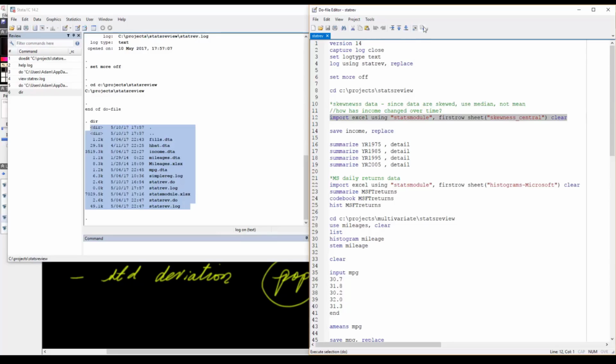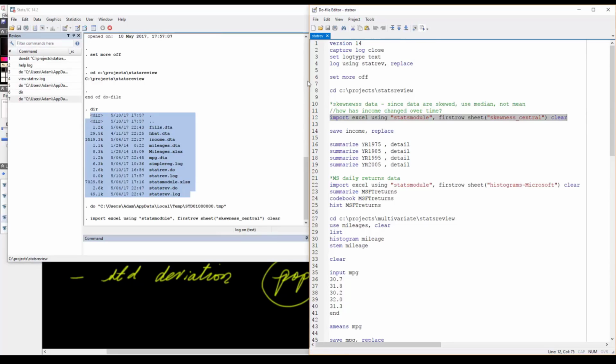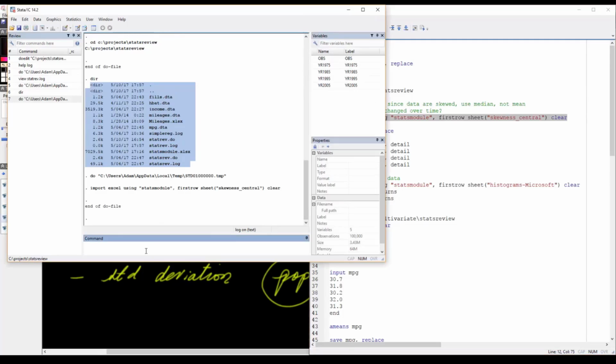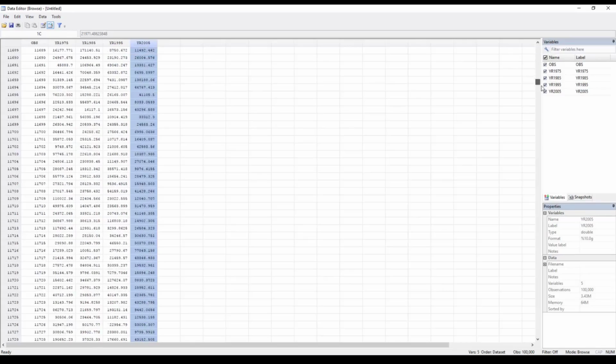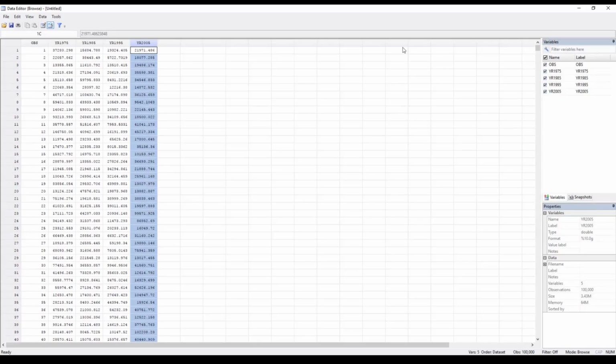This is data that contains economic statistic information, income information. So if I click on Browse, you'll be able to see the data that we're working with. And we have real incomes for these different years, 1975, 1985, 1995, and 2005. And we've got tons of observations. We've got 100,000 data points. So for each one of these years, we took a random sample from the population, 100,000.